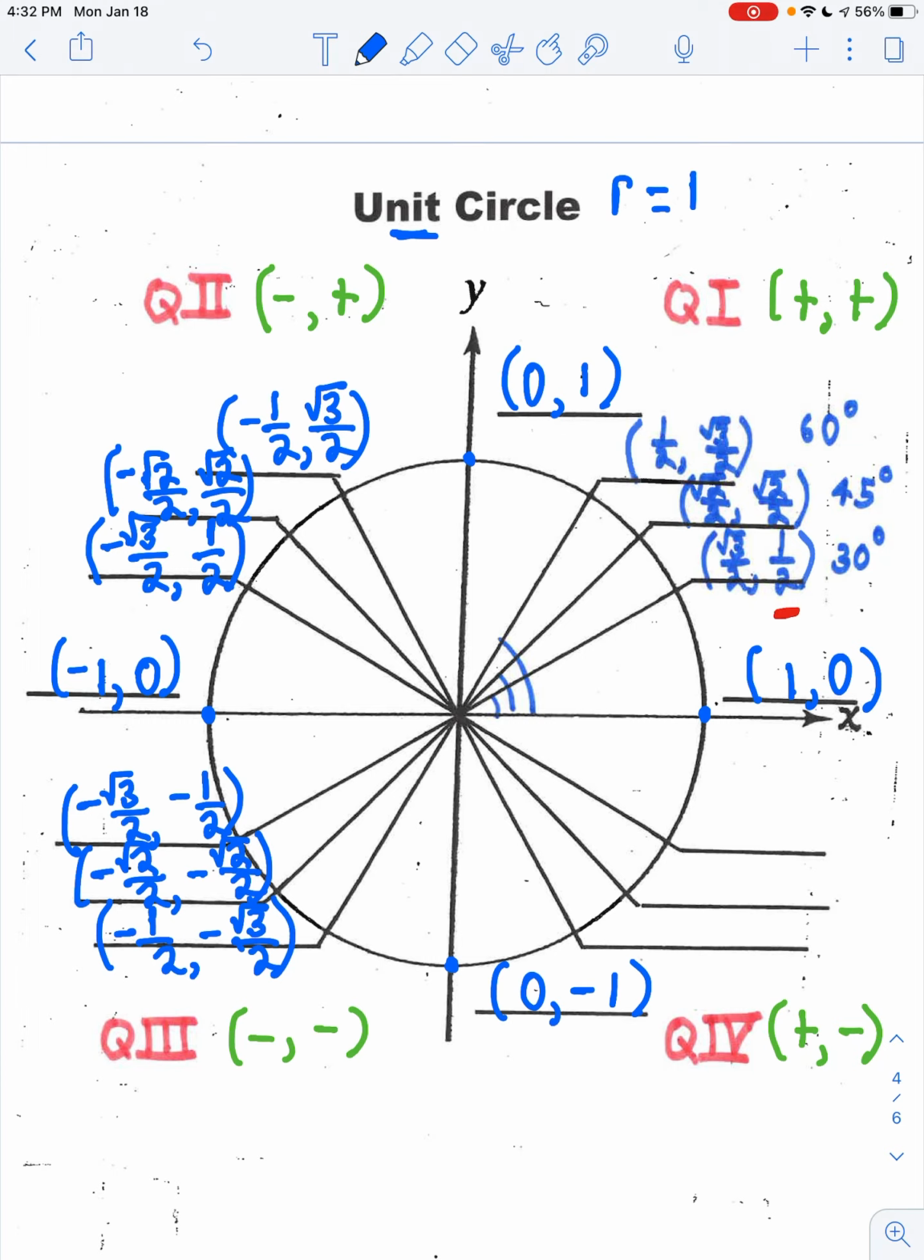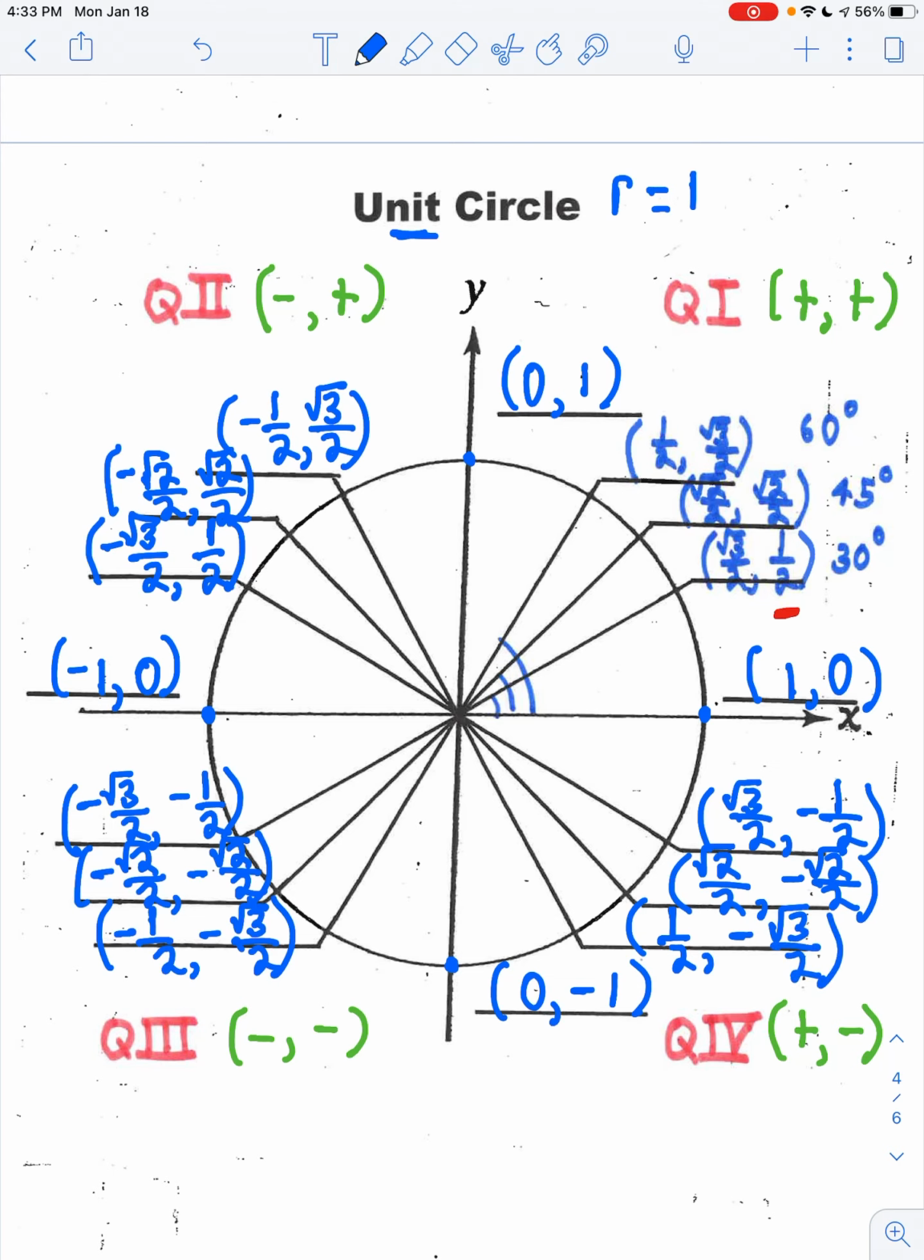Then we come to quadrant 4. So in quadrant 4, at those multiples, the x-coordinate's positive while the y is negative. So for the multiple of pi over 6, that's the 11 pi over 6, it's going to be square root of 3 over 2, comma, negative 1/2. For the multiple of pi over 4, it's going to be square root of 2 over 2, comma, negative square root of 2 over 2. And for the multiple of pi over 3, it's going to be 1/2, comma, negative square root of 3 over 2.